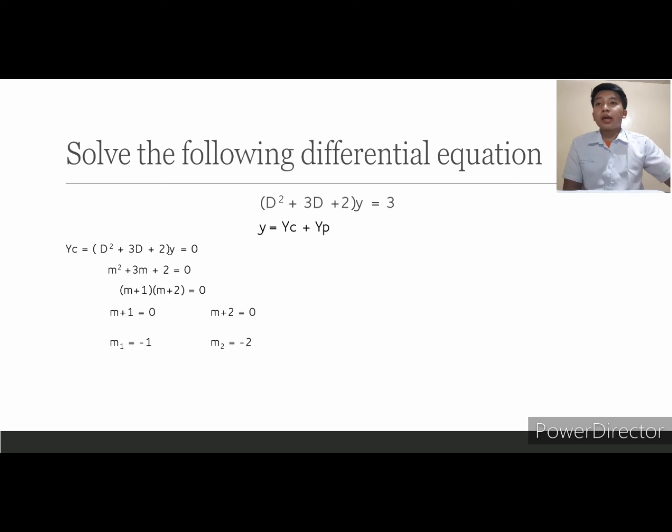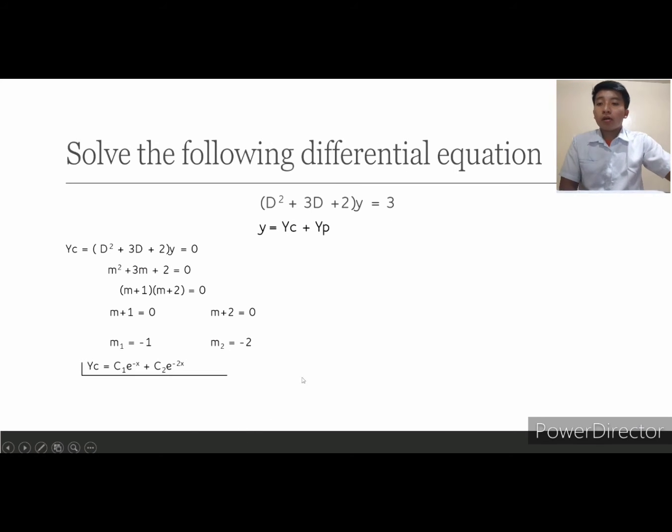Therefore, ano na po yung magiging form ng ating yc? So, magiging yc = c sub 1 e raised to negative x + c sub 2 e raised to negative 2x. So, ito na po yung ating yc. So, nakuha na po natin si yc. Paano naman po natin kukunin si yp?